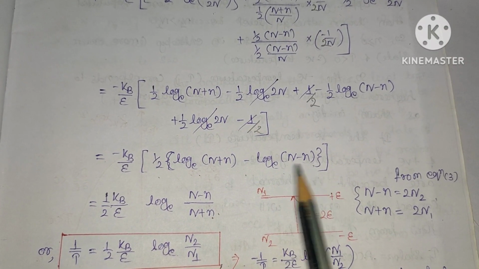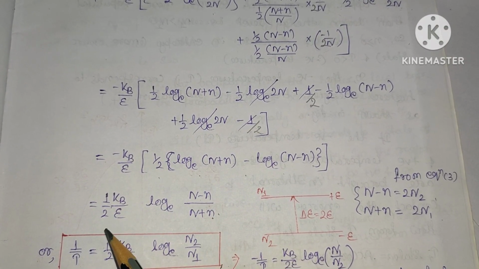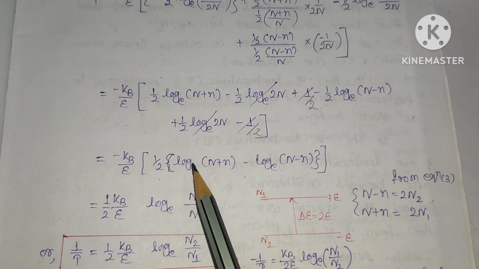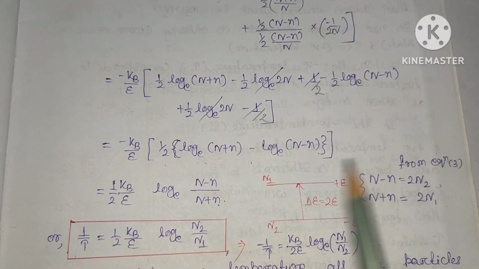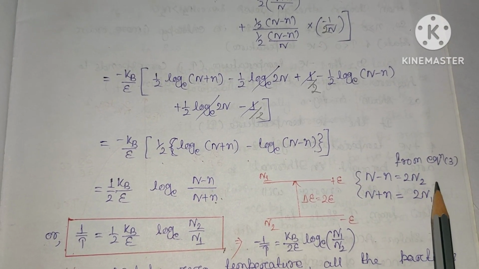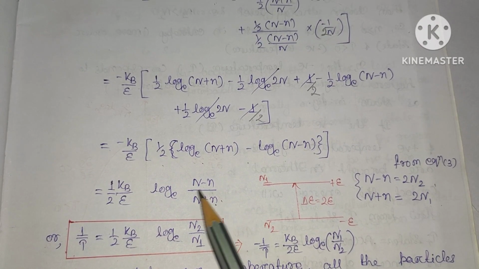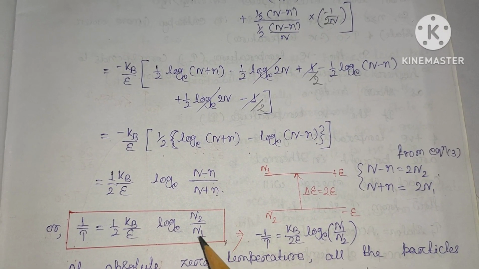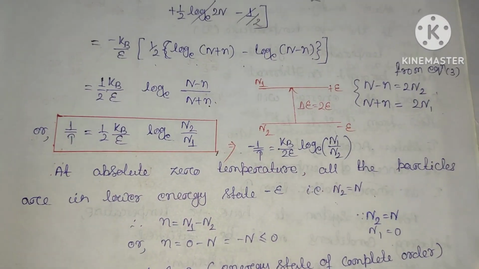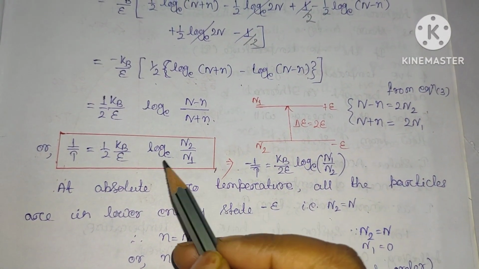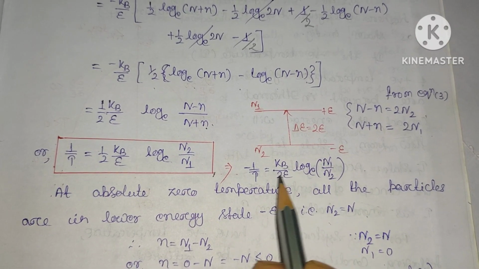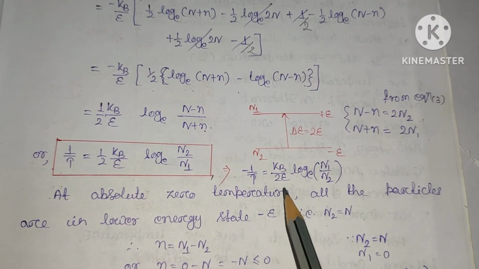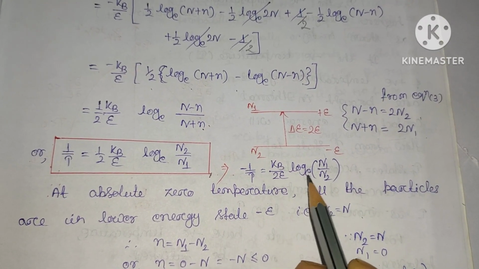So taking 1 by 2 common and negative sign common, this will become log e (n minus n) divided by (n plus n). In place of n minus n, this is twice of n2, and in place of n plus n, this is twice of n1. So 2 gets cancelled, this will become n2 by n1. So taking the reciprocal of this, or if we write log e n1 by n2, we just have to multiply minus 1 by 2, so that kB by 2ε into 2 epsilon log base e n1 by n2.